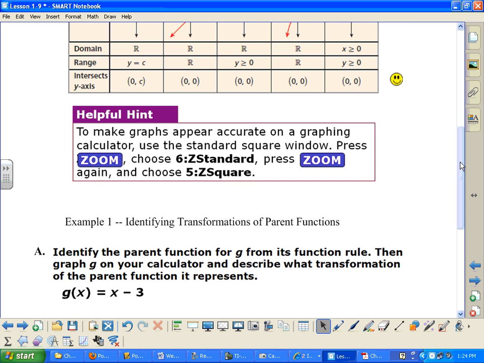Here, I'll give you a helpful hint about graphing. For accurate graphs, use the standard square window. So hit zoom 6 and then hit zoom 5 to make it fit. All right, so here we go.